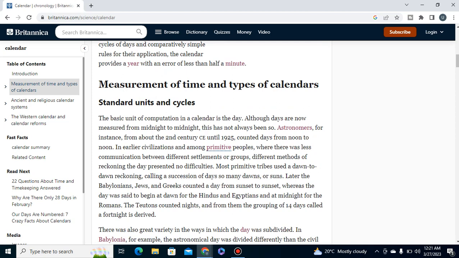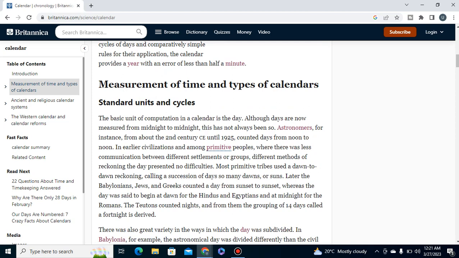In earlier civilizations and among primitive peoples, where there was less communication between different settlements or groups, different methods of reckoning the day presented no difficulties. Most primitive tribes used a dawn to dawn reckoning, calling a succession of days so many dawns or suns.